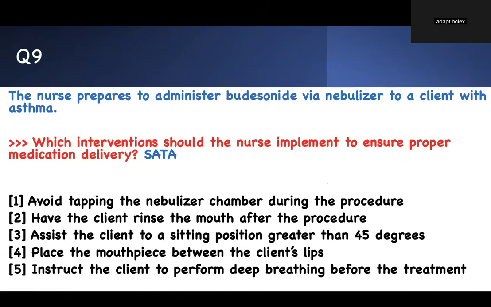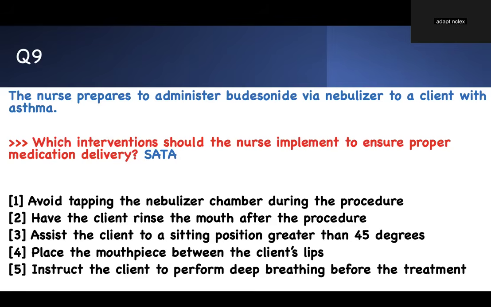And let's prepare to administer budesonide, right? Budesonide via what? Nebulizer to a client with asthma. Which intervention should the nurse implement to ensure proper medication delivery? This is just asking you about medication delivery of a steroid using what? Nebulizer. There's teaching you have to provide for the patient when they're using it.